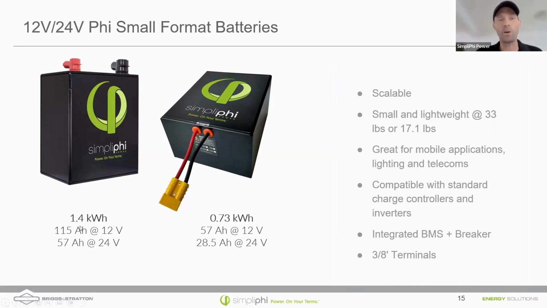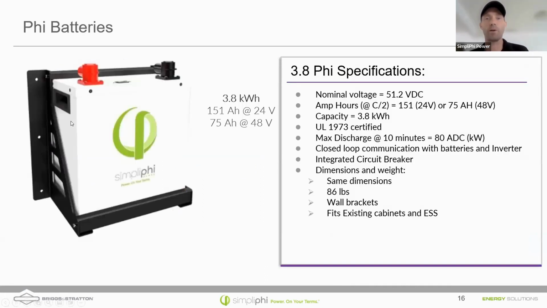We also have a 1.4 kilowatt hour battery. These batteries both come in 12 or 24 volts. They're small, decent for mobile applications. Typically, people will buy this 1.4 kilowatt hour battery for things like RVs, etc.